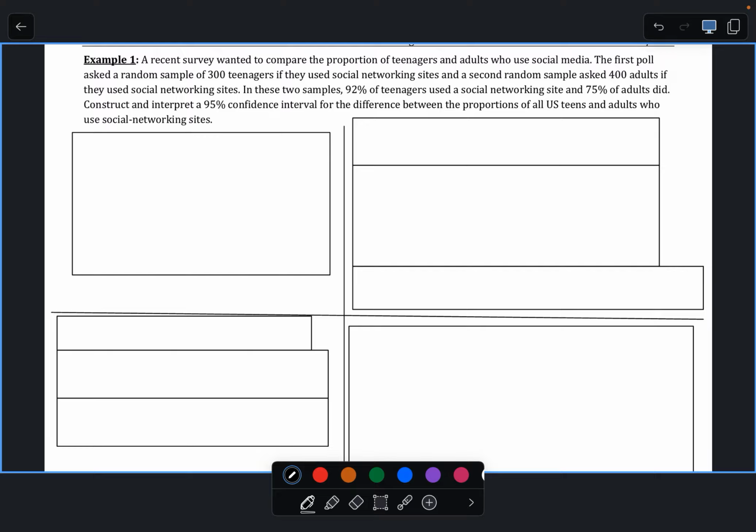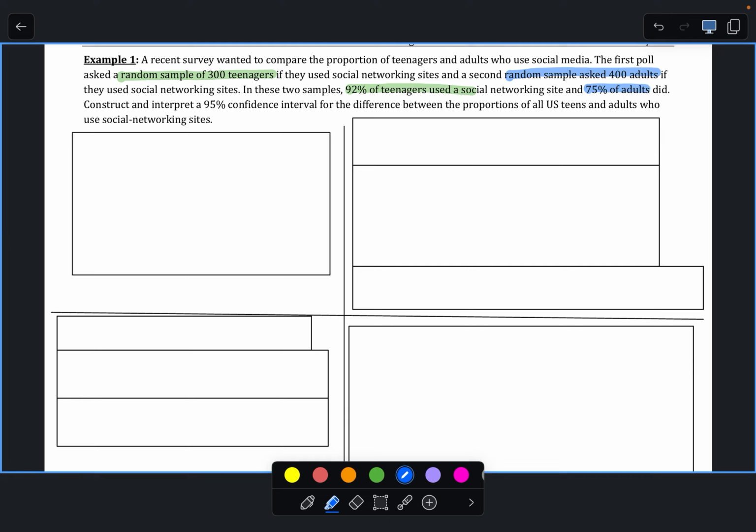So for example 1, we have a recent survey wanted to compare the proportion of teens and adults who use social media. The first poll asked a random sample of 300 teens, and a second random sample asked 400 adults. So immediately from the question itself, I kind of already know I'm dealing with 2 samples. In these 2 samples, 92% of teens used a social networking site, and 75% of adults did.